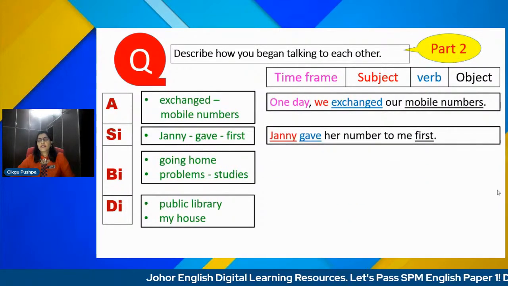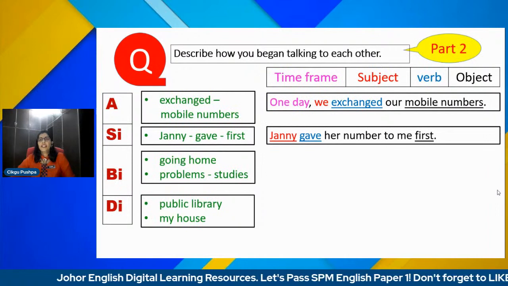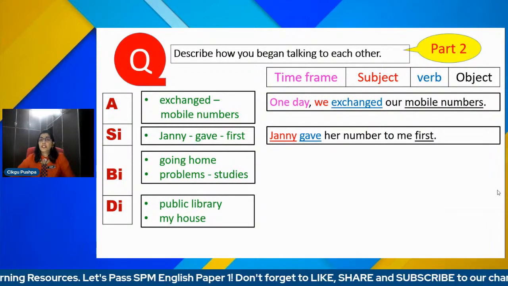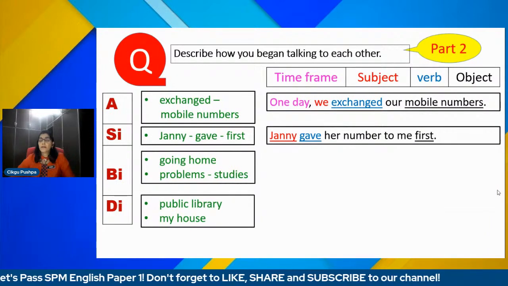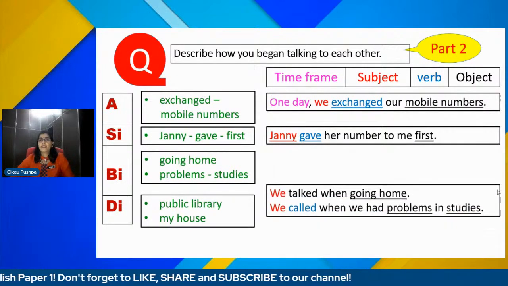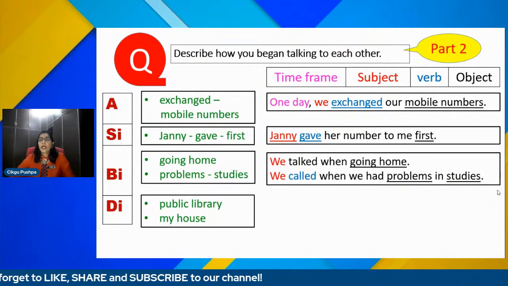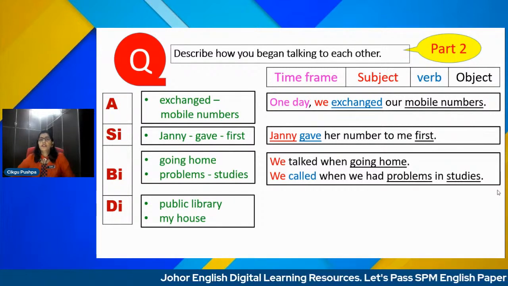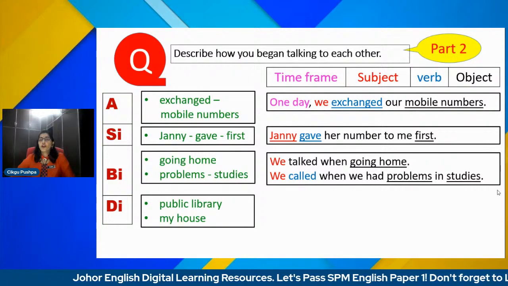What is next? Jenny gave her number to me first. So just use the words or phrases that you have generated using ASIBIDIBAM in order to construct sentences, right? Indirectly, you are developing your paragraph now. Let's move on to the next one. When? So we talked when going home. Remember part two, right? Describe how you began talking to each other.